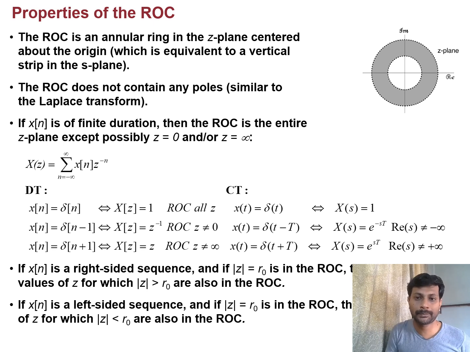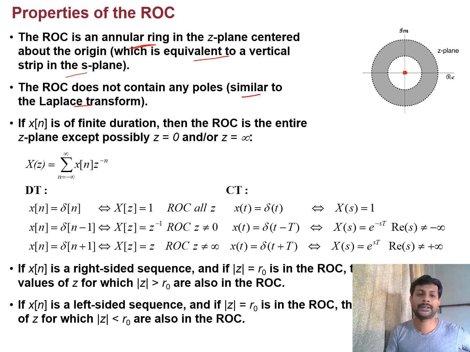Now let us summarize the properties of ROC as we have derived from the left hand and right hand sequence. ROC is an annular ring in the z plane centered about the origin, which is equivalent to a vertical strip in the S plane, as we have derived the Z transform from the Laplace transform. If you recall, the left hand side is represented inside the unit circle. So from that we can say equivalent to vertical strip in the S plane. The ROC is an annular ring in the Z plane centered about the origin. ROC does not contain any poles. This is also similar to the Laplace transform.